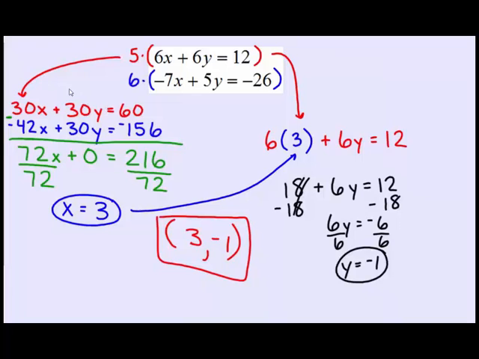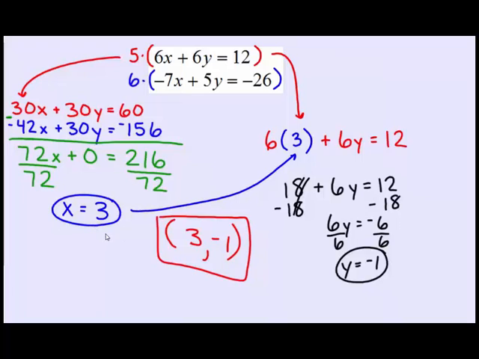So now I'm looking at these y's. They are both positive, which means I'm going to have to subtract. 30y minus 30y is what would give me the 0, which means I have to subtract everything. So 30x minus negative 42x gives me a positive 72x. As we mentioned, 30y minus 30y is 0. 60 minus negative 156 gives me 216. Then I'm going to divide by that 72 to get the x by itself, and I get that x equals 3.